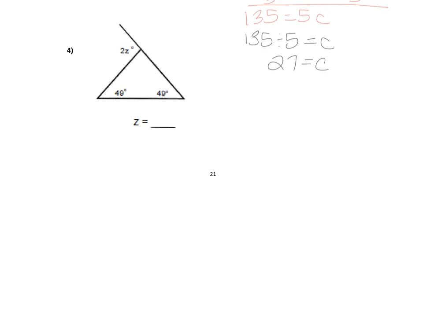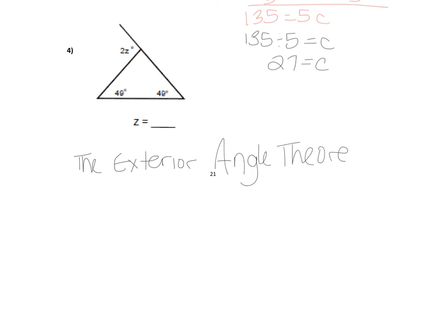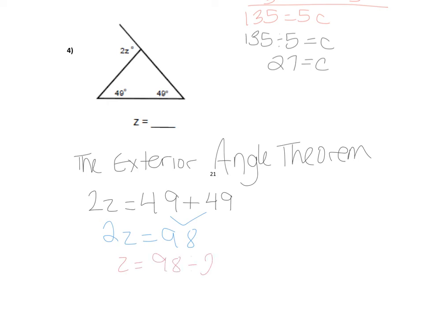For number 4, based on the exterior angle theorem, we know that 2z is going to be equal to 49 plus 49. 49 and 49 is 98. And to find z, we have to divide 98 divided by 2. And therefore z is equal to 49.